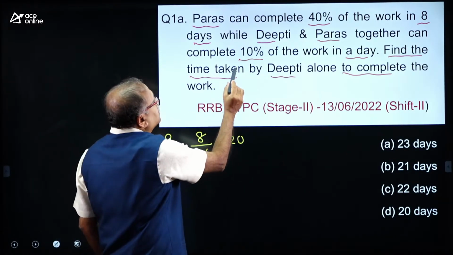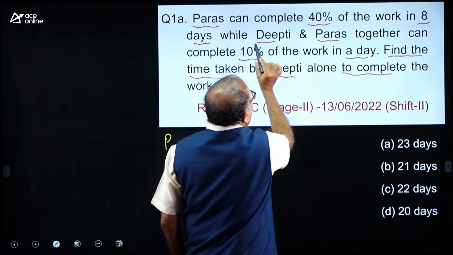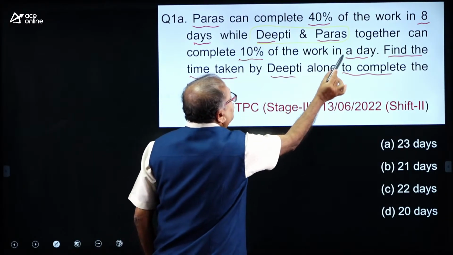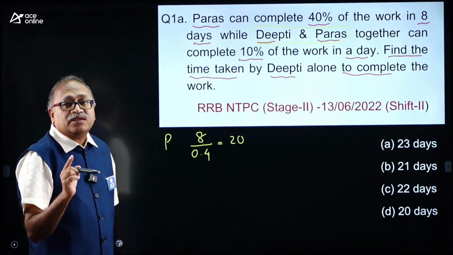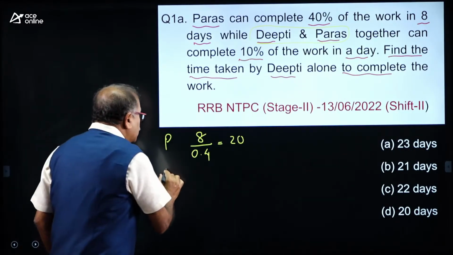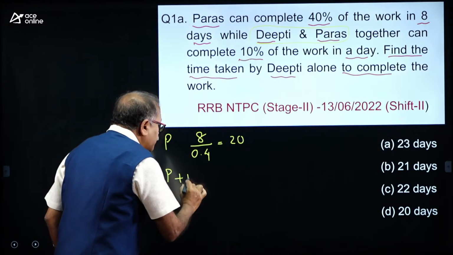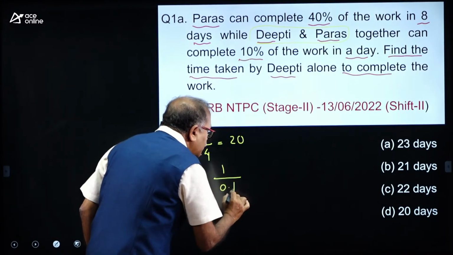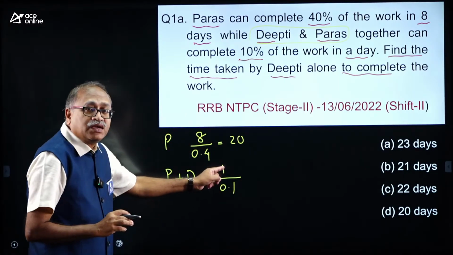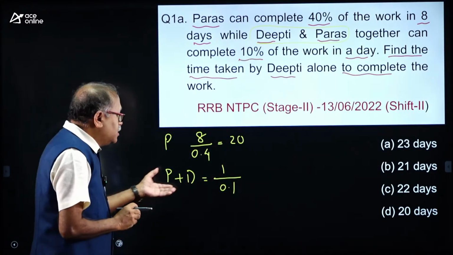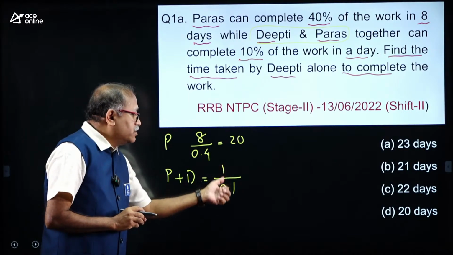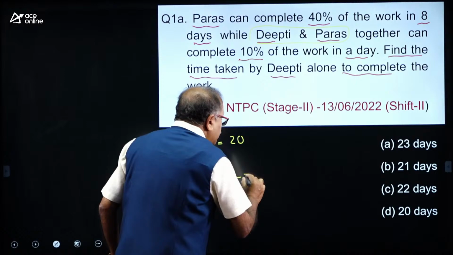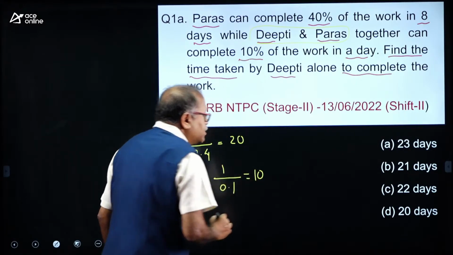And also it is said that P and D together can complete 10% of the work in 1 day. Look at the approach here. So P plus D can complete not one work, but 10% of the work in 1 day. Then one work in how many days? 1 divided by 10%, that is 0.1, and you will find that together they can complete the work in 10 days.